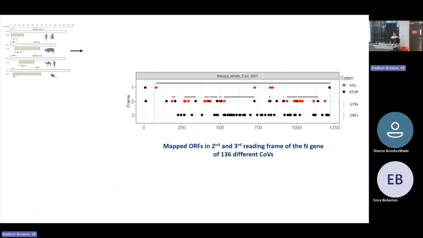They have on frame one a long open reading frame that starts with a start codon here in red and a stop codon here in black. But if you look at the second reading frame, it's full of very small ORFs, lots of start codons and lots of stop codons. In frame 3, it's full of stop codons. You don't really see anything. This is a common pattern I kept seeing across most coronaviruses in my data set, and I wanted to know why that was the case. Why are we seeing this uneven distribution of stop codons, start codons, and so on?